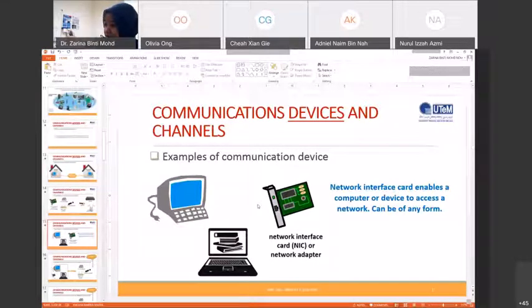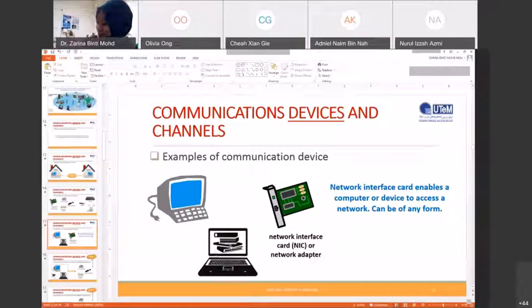If our computer doesn't have this network interface card, we don't have this LAN port to plug in our Ethernet cable to enable the data transmission. So this is the usage of the network interface card, to enable the data from our computer to be sent through the Ethernet cable.